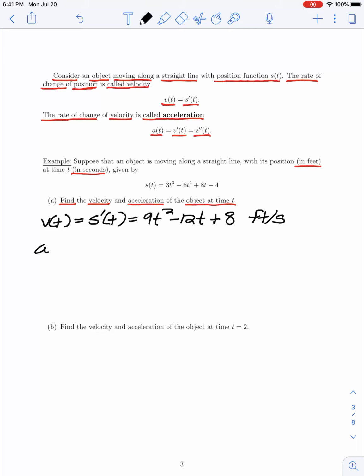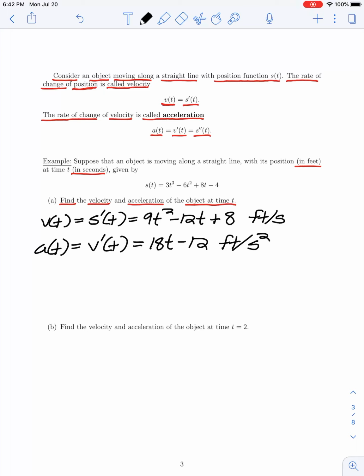So then our acceleration function, a of t, would be the derivative of the velocity function. So we would have 18t minus 12. Now velocity was measured in feet per second, and then we're looking at the rate of change of that quantity with respect to time, which was measured in seconds. So we would have units of feet per second per second, or feet per second squared.